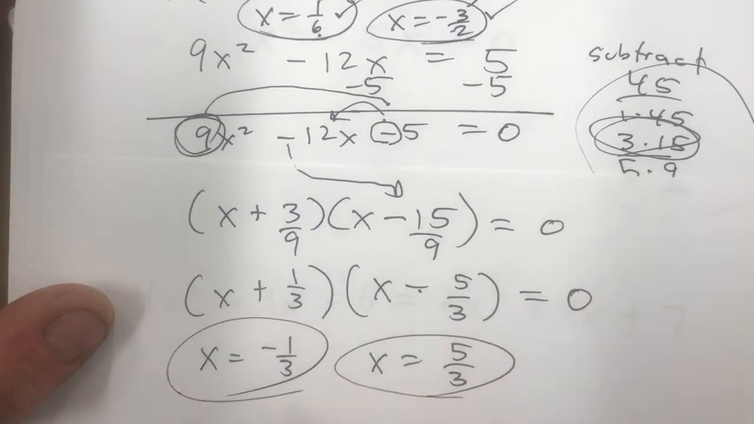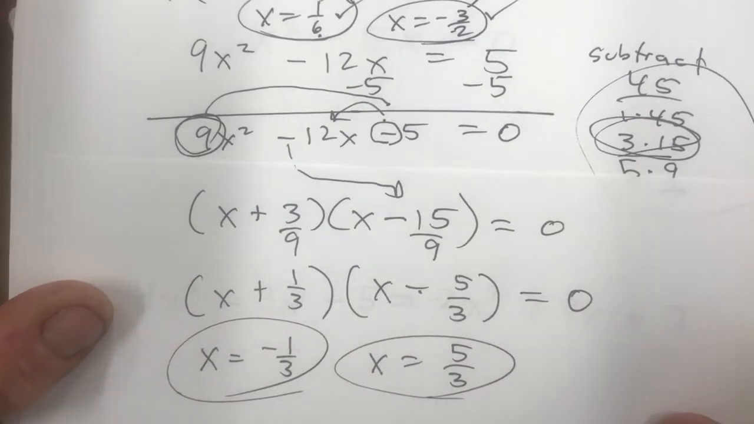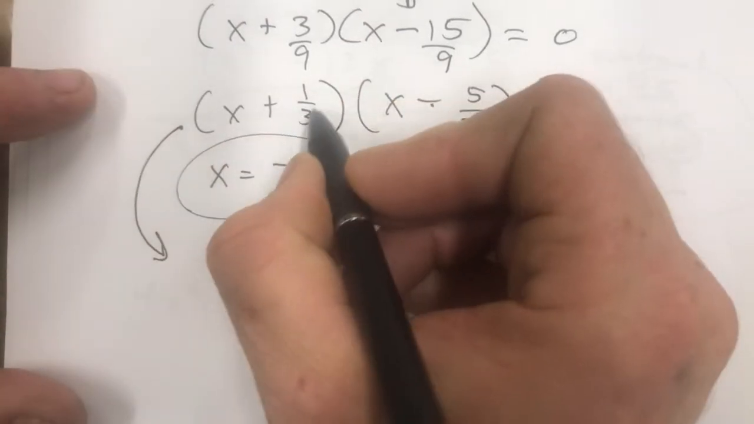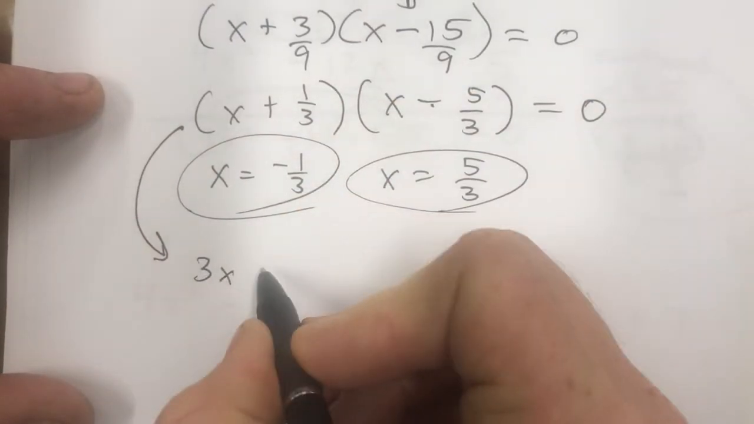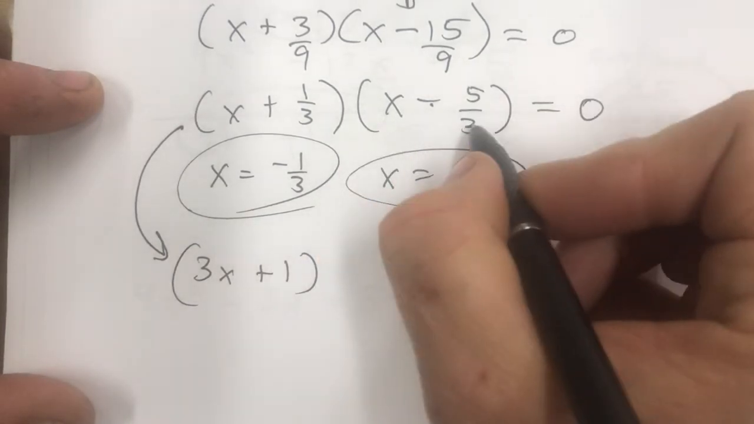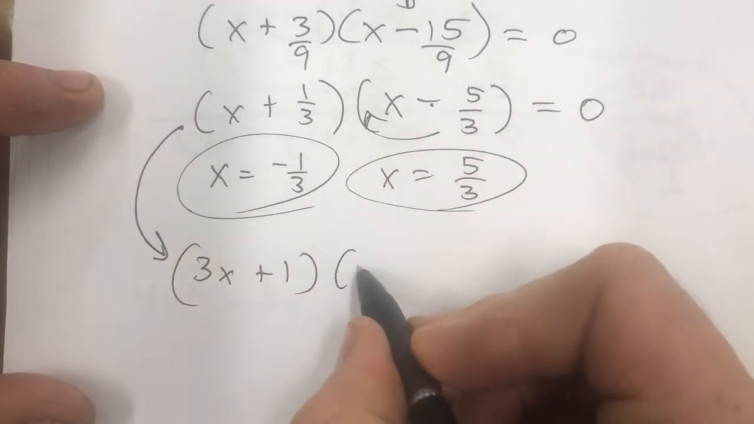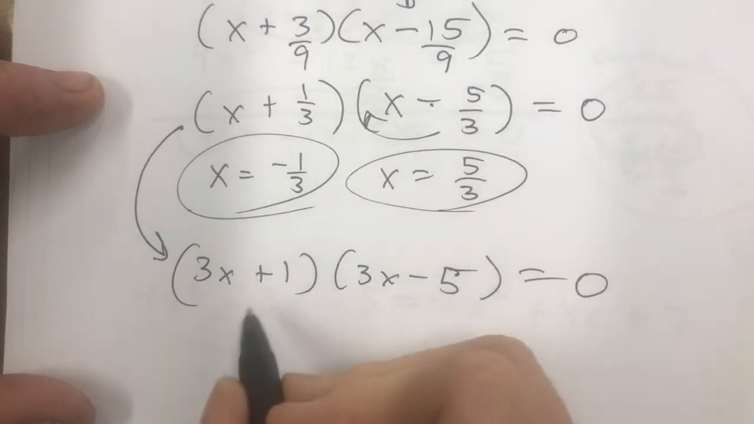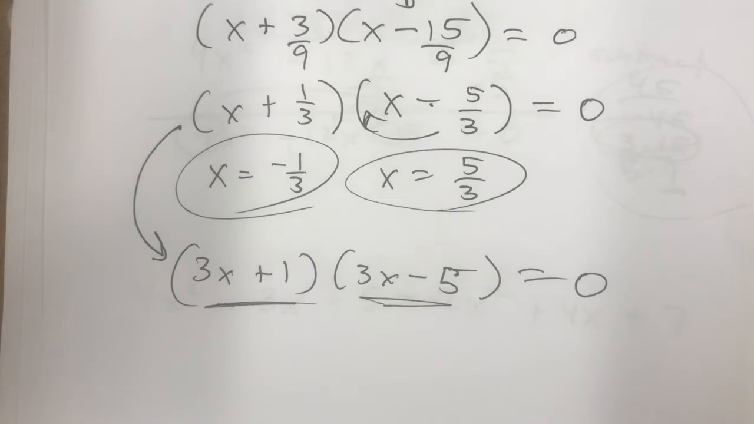And there's my solutions. Okay? Now, if you did completely factor it out, this 3 would have to go in front of the x. So there's this factor, and then the 3 on this one would have to go in front of the x, which gives me 3x minus 5 equals 0. And there's my true factors right there.